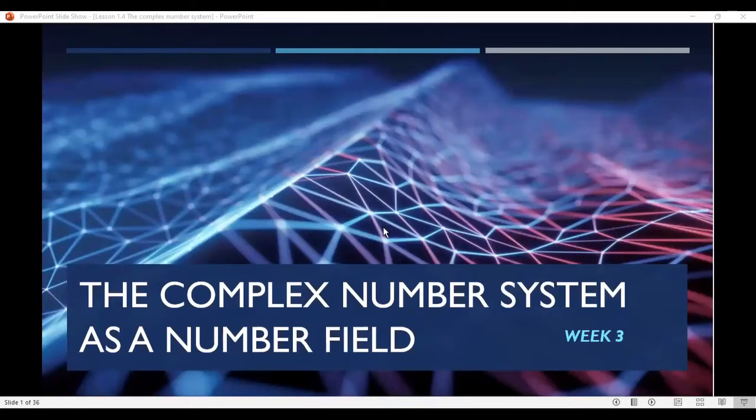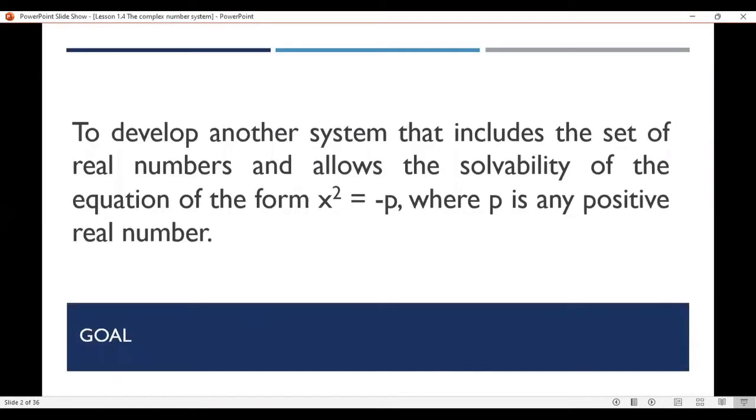Okay, so the complex number system as a number field. Ang goal natin for these lessons is to develop another system that includes the set of real numbers and allows the solvability of the equation of the form x squared equals negative p, where p is any positive real number. So, yun yung ating goal at the end of the presentation.